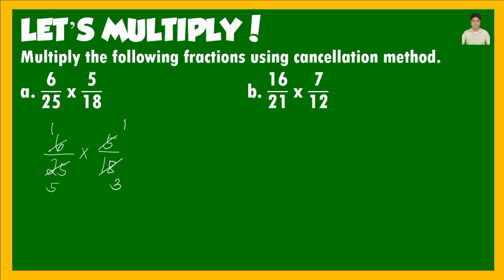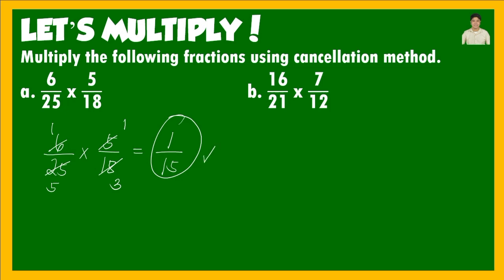Now, meron pa ba tayong nakikitang common factor? So, 1 and 3, hindi na po pwede yan. 1 and 5, hindi na rin. So, we'll multiply the remaining factors. So, remaining factors, yung mga numbers na sinulat natin. Ayan, yung 1, 1, 5, 3. So, numerator by numerator, denominator by denominator. So, 1 times 1, that is 1. 5 times 3, we have 15. So, our final answer is 1 over 15.